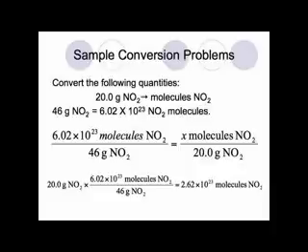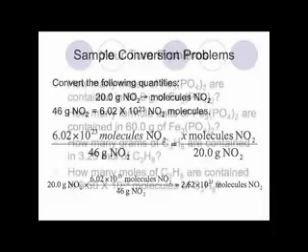So I take my 20 grams of nitrogen dioxide times my equality, which is the conversion factor, 6.02 times 10 to the 23rd molecules of nitrogen dioxide on top, over 46 grams of nitrogen dioxide. Grams cancel, and I'm left with 2.62 times 10 to the 23rd molecules of nitrogen dioxide.